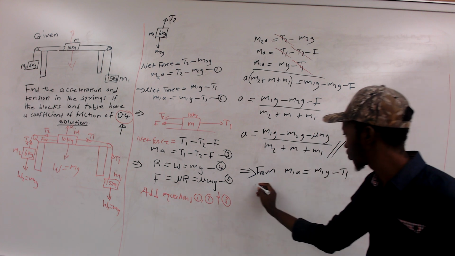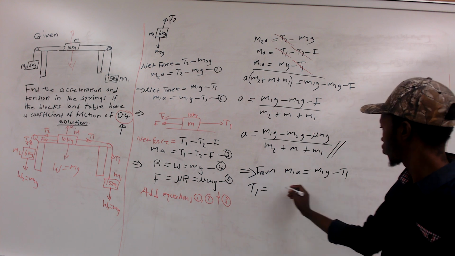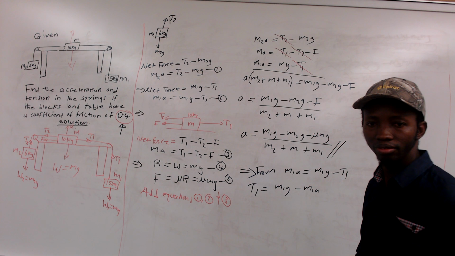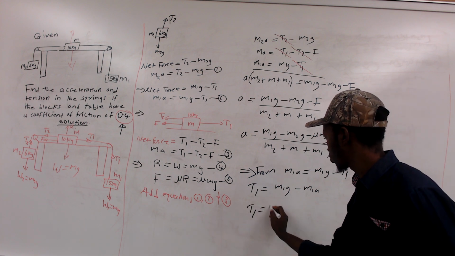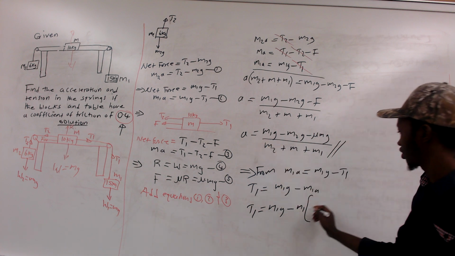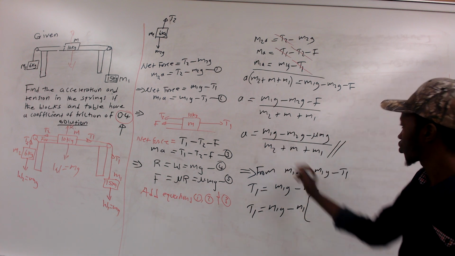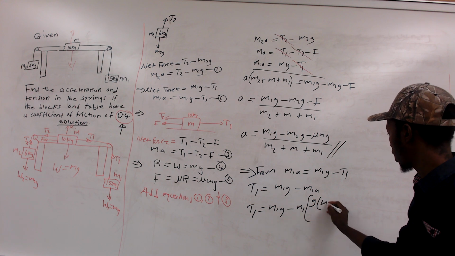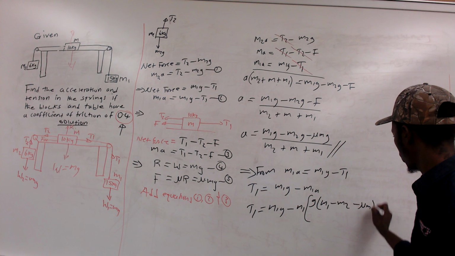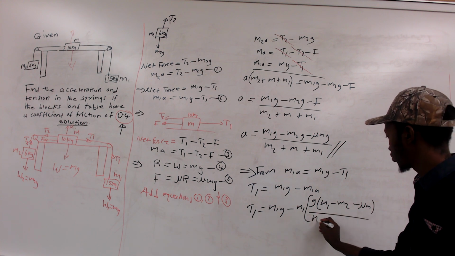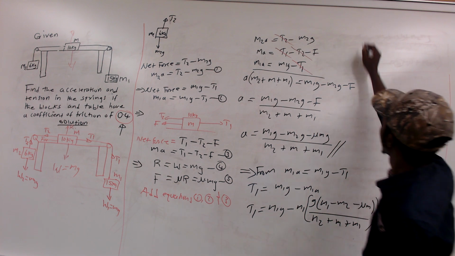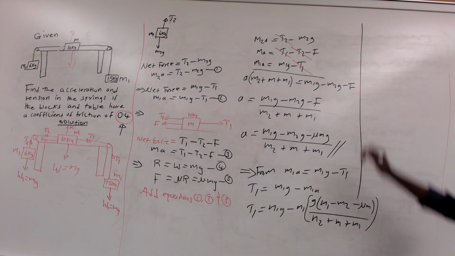If we make T1 the subject here, T1 is going to be M1G minus M1A. So T1 is going to be M1G minus M1 into, what is A? We've slotted it here, but here we factorize G, so it is going to be G into M1 minus M2 minus mu M divided by M2 plus M plus M1.